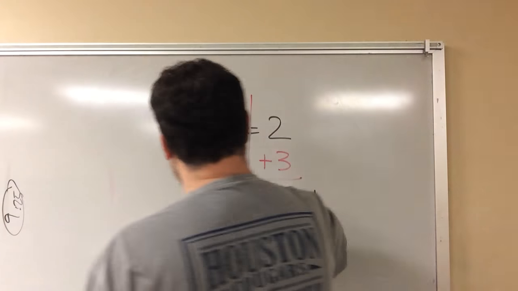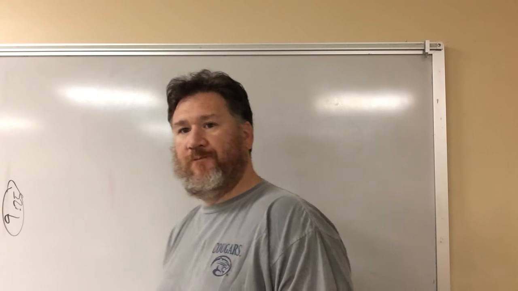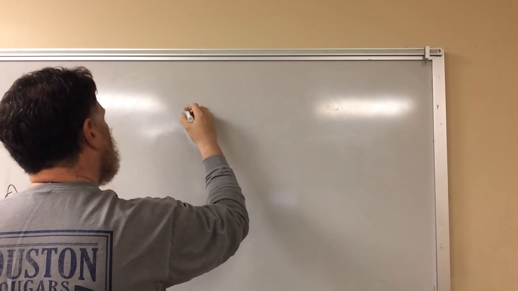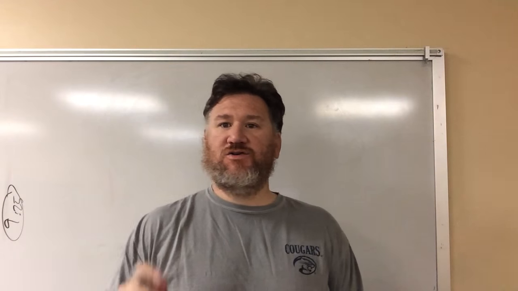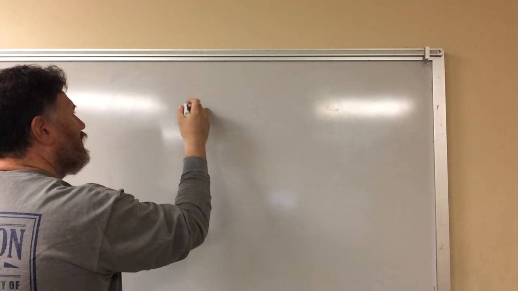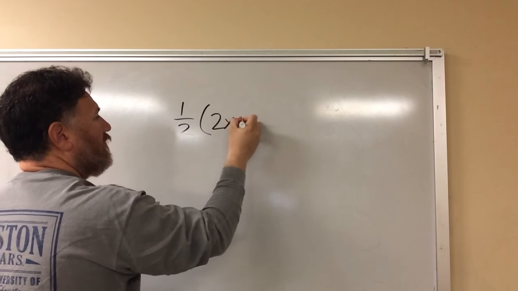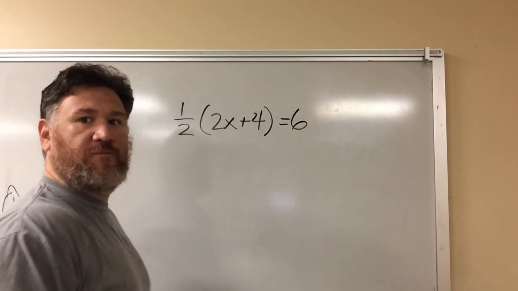One more example of a two-step equation. So one more example of a two-step equation would be something like this. Let's try one where we need to distribute. So we have 1/2 times 2x plus 4 equals 6.